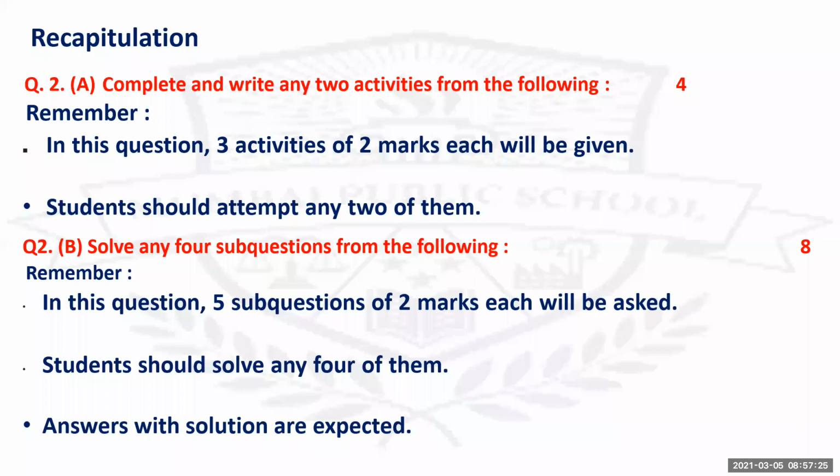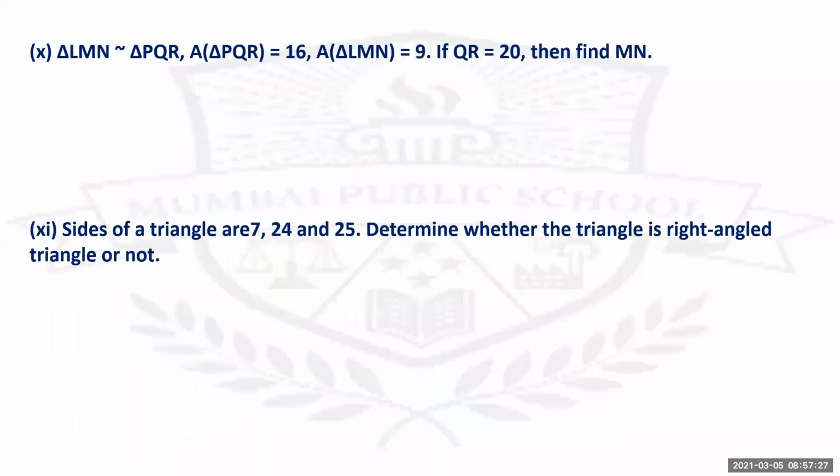Now triangle LMN is similar to triangle PQR. Area of triangle PQR is 16. Area of triangle LMN equals 9. If QR equals 20, then you have to find MN. So how will you do this? Which property are you going to apply? Come on, students, tell me.